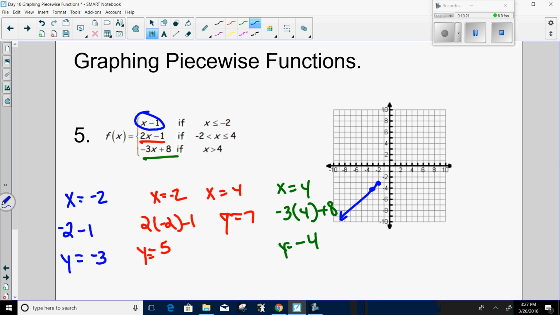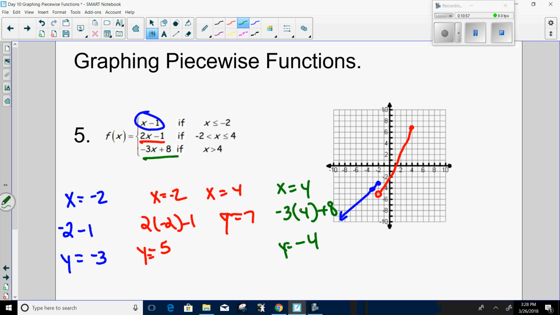Then I go to the red section. So when x is -2, y is -5. So -2, -5, and I would put an open circle right there. Then I go to x equals 4, y equals 7, and I would put a closed circle right there, and then I would connect the points.